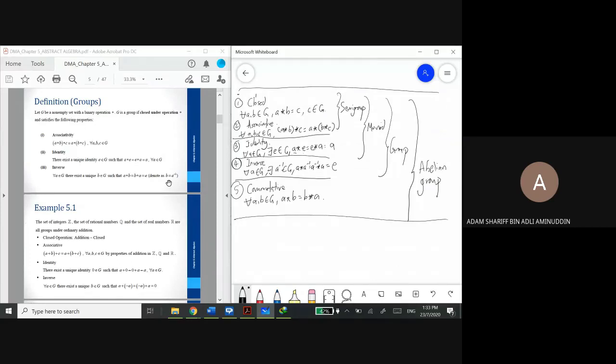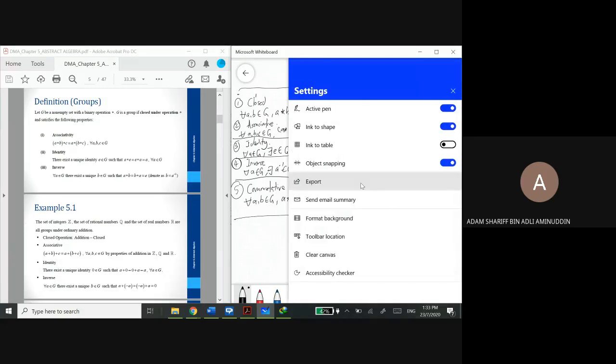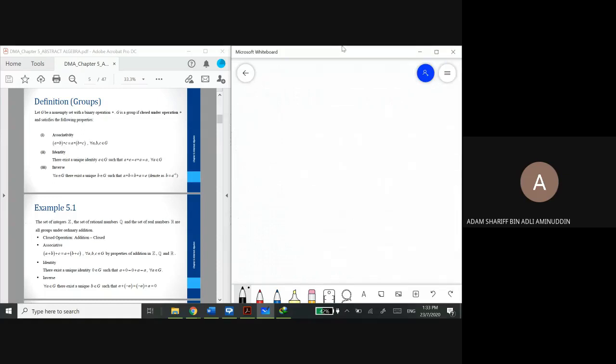Okay, please remember this slide. The definition in terms of G, A, B, C there, please master that. Now let's start with the actual example. I will purposely open the definition on the left so that you can be clear.